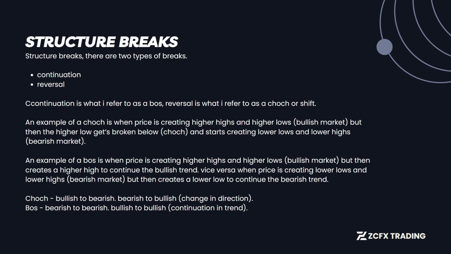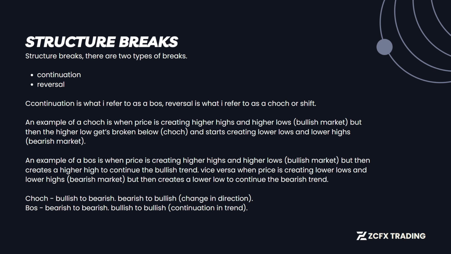An example of a BOS, or break of structure, is when price is creating higher highs and higher lows, so a bullish market, but then creates a higher high to continue the bullish trend. It's already got one break previously. So the structure break is two breaks or more, and the CHoCH is one break. Vice versa, when price is creating lower lows and lower highs, so a bearish market, but then creates a lower low to continue the bearish trend, that's the break of structure.